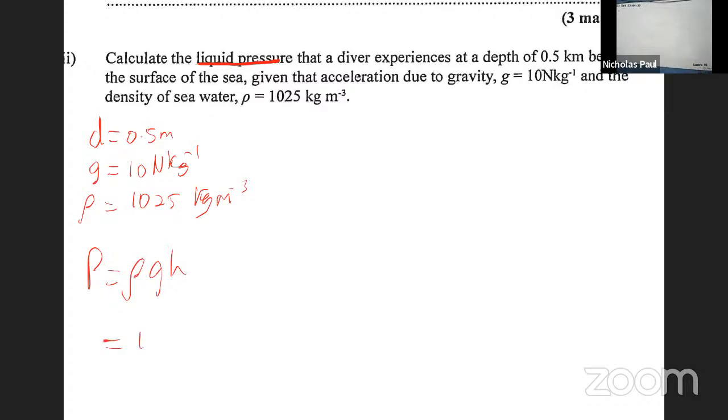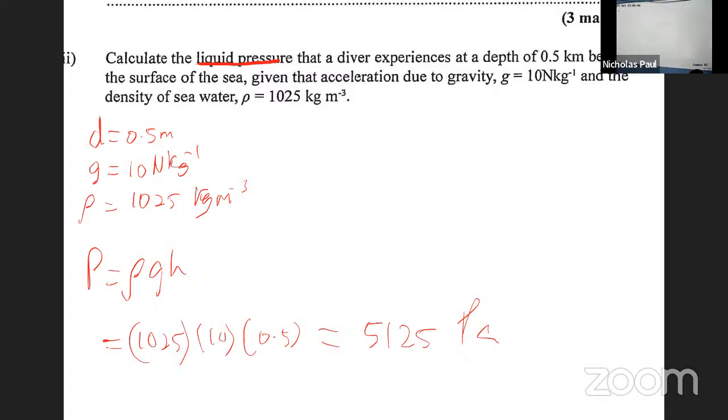Right, so again, write down what you have, to get the liquid pressure. So you have the depth, which is 0.5 meters. You have gravity, 10. And you have density of the water. They want you to find pressure. So this is liquid pressure. The formula for liquid pressure is rho gh, right? So that'll be 1025 by 10 by 0.5. How much did you get? 5,125. Right? Nice. So that's the liquid pressure on the diver.